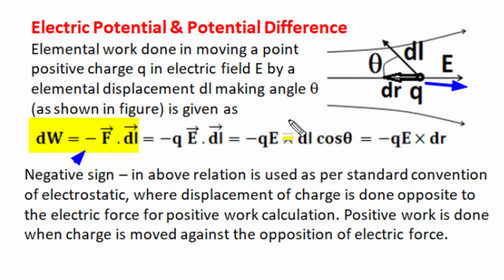So here dl cos theta is the component of displacement in the opposite direction of electric force, and we can also call it dr, and with this negative sign, minus dl cos theta or minus dr could be displacement in the direction of force. So this relation matches our conventional work done calculation of mechanics, but in electrostatics, for positive work calculations we have to move the charge in the direction opposite of electric force. So we take a negative sign in our relation and consider the angle of displacement with the opposite direction of electric force.